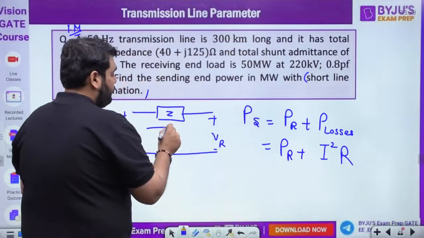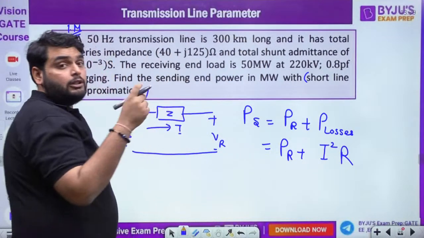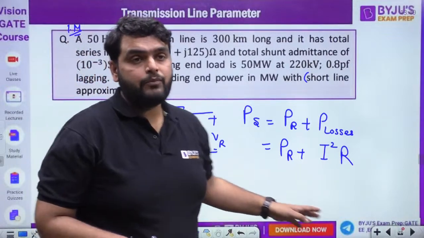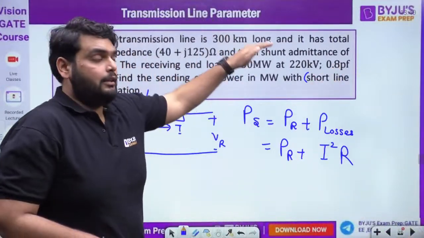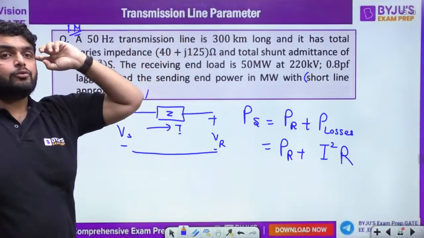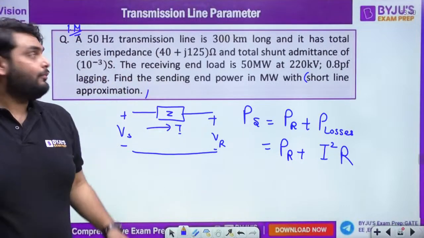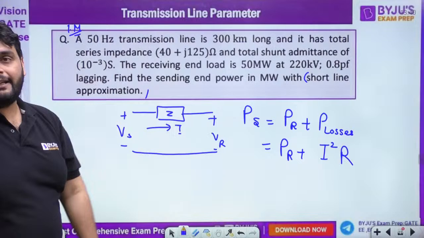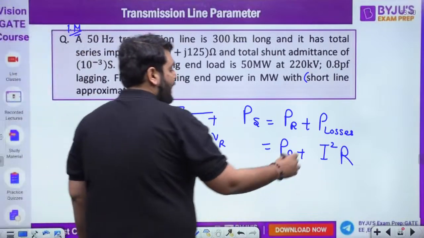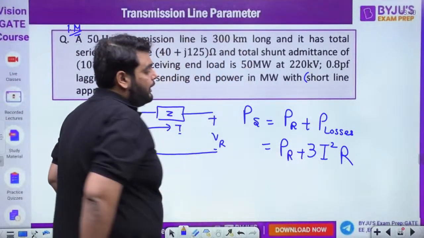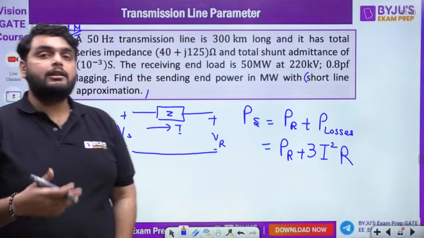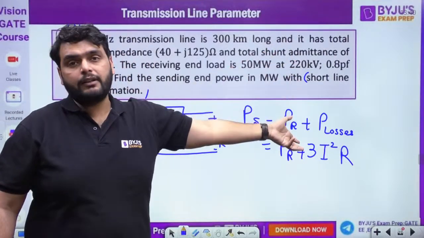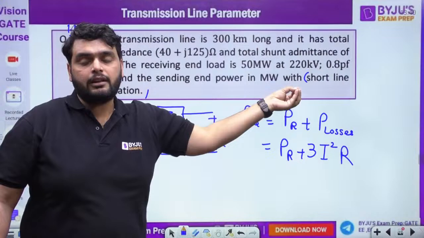Whatever the current is flowing here, I, because we are talking about a real power, so we can use I square multiplied by R. Is it correct? Think about it. Is this formula correct? Yes or no? I square multiplied by R. This is a three-phase line. It's not mentioned, but it is a three-phase line. Since it's a three-phase line, you have to write down 3 times of I square R. This mistake a student can do. So remember, in a three-phase line, the total losses is 3 I square R.